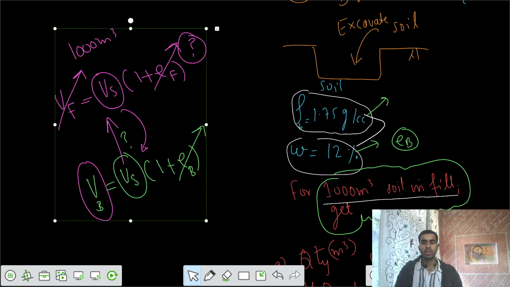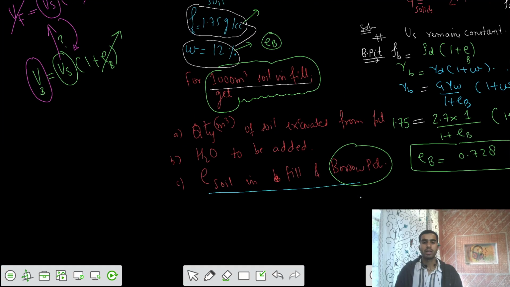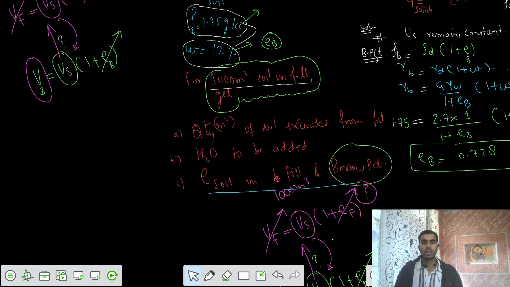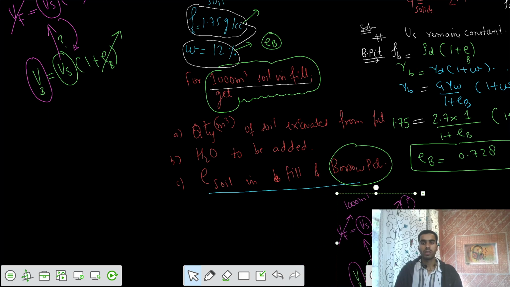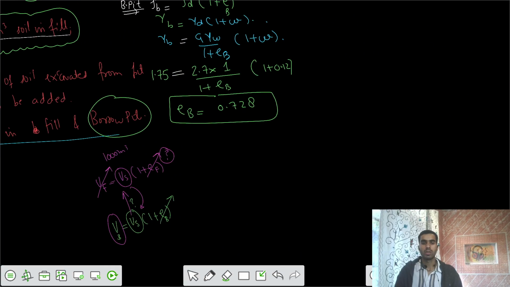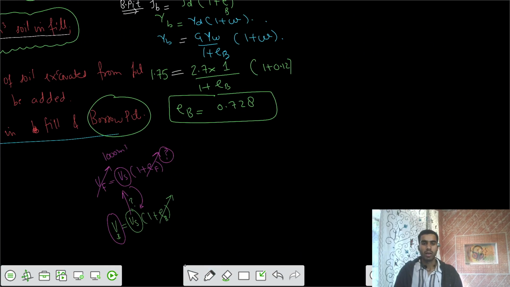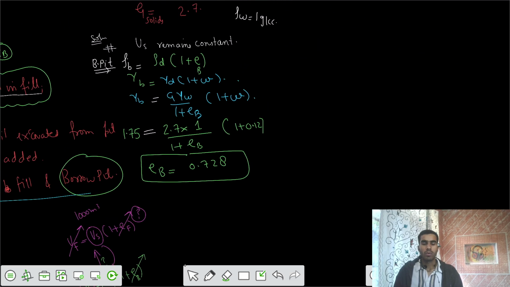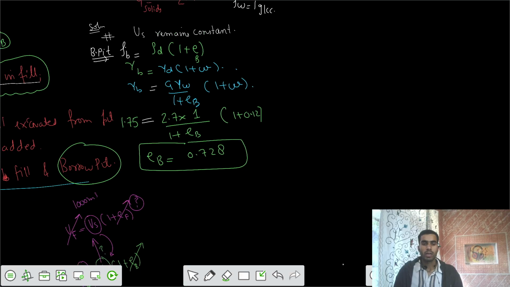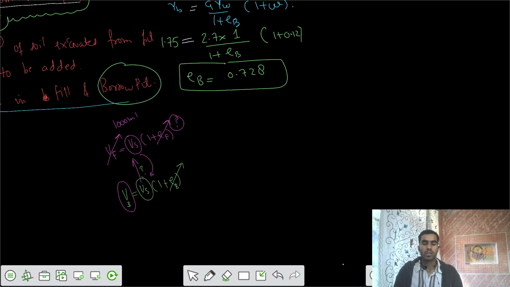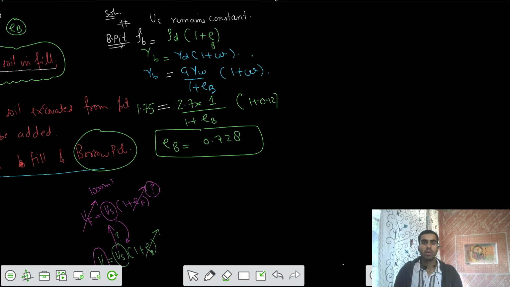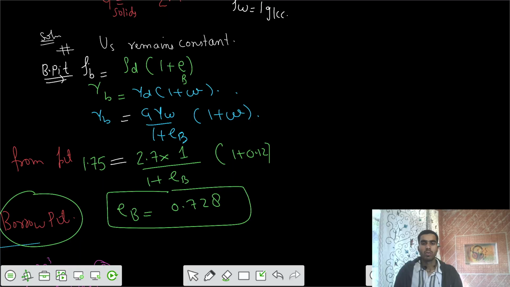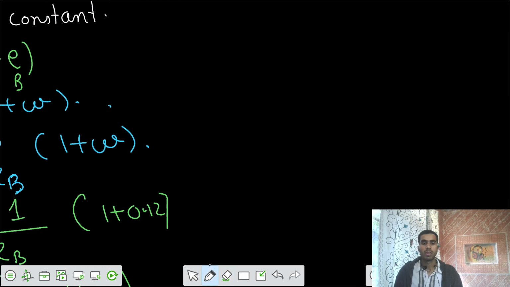So let me keep it somewhere here. Let's say this is our procedure that is going to be used. Now, let's calculate the void ratio for your fill. Void ratio calculations for fill. So let's calculate E fill.